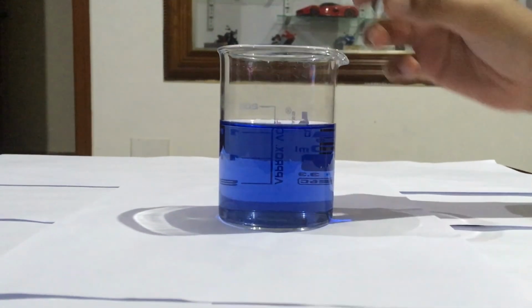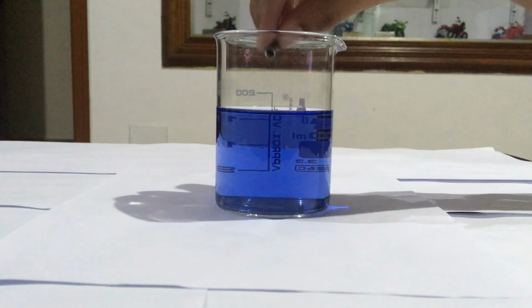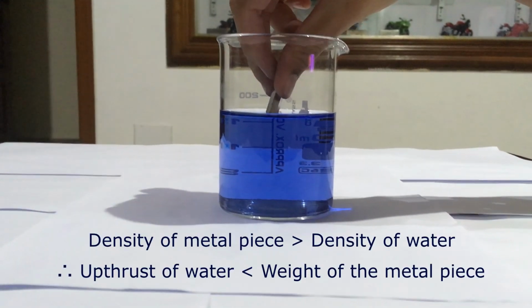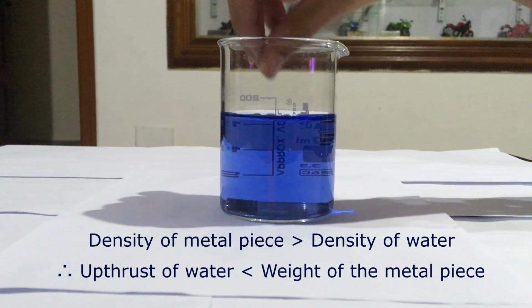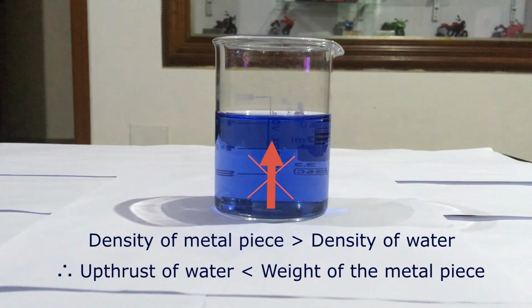In case of the metal piece, even though it has the same mass as the wooden block, the density of the metal piece is greater than the density of water. Therefore, the upthrust of water is lesser than the weight of the metal piece. Hence, the metal piece sinks to the bottom of the beaker.